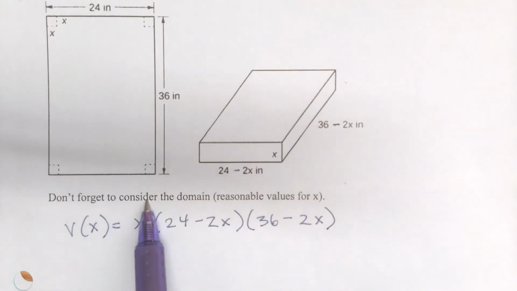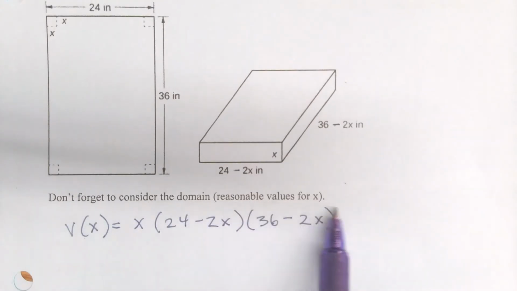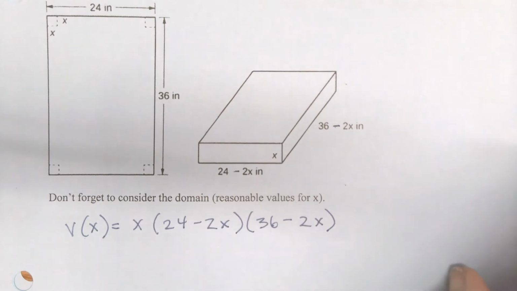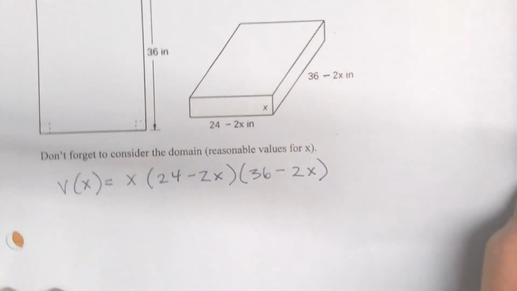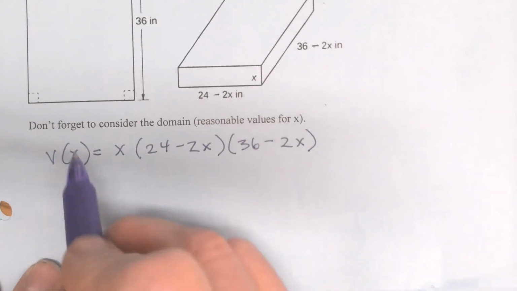Now it says don't forget to consider the domain or reasonable values for x. That means when I get my x values that I'm going to use, I want to think about whether those are reasonable values or not. So I'm going to go ahead and work through this.